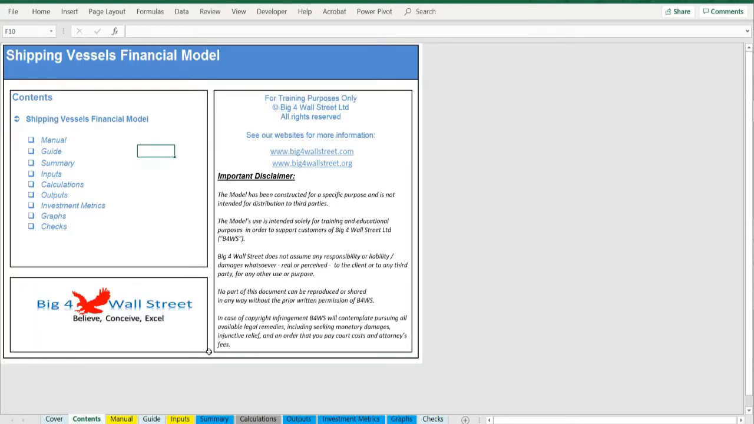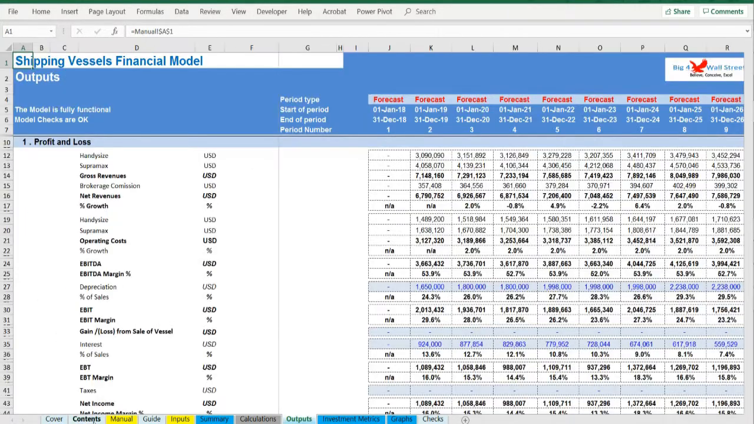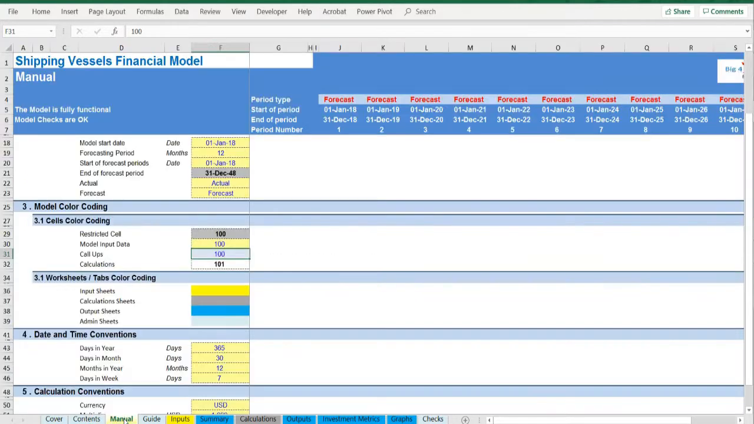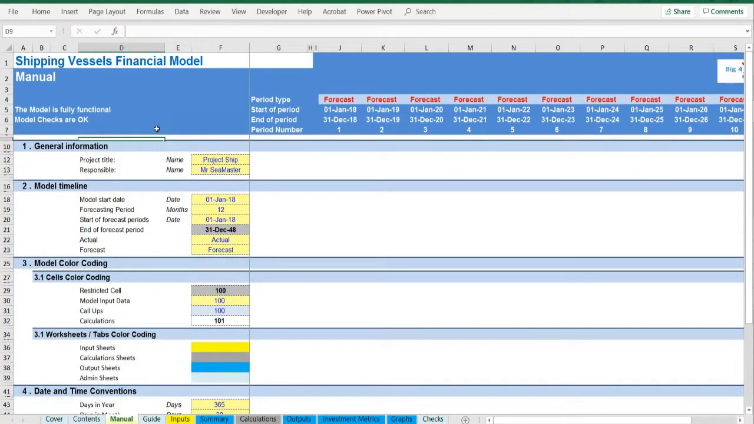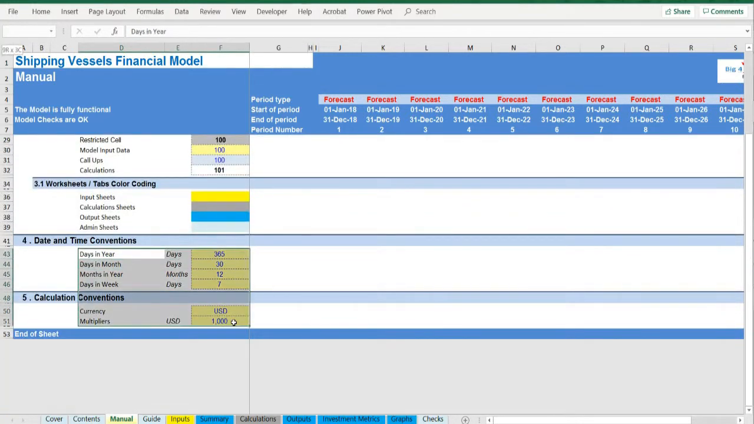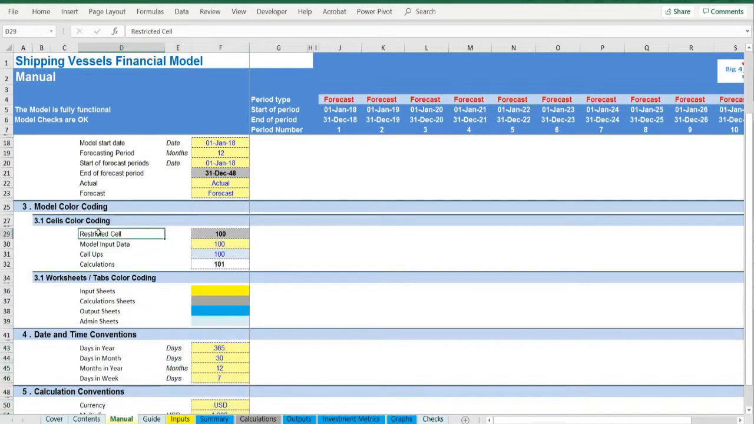In the Contents tab you can see the structure of the model, and by clicking on any of the headlines you are redirected to the relevant worksheet. On the Manual tab you are able to feed the general information for the model such as project title, responsible, timeline of the model and date and currency conventions. Additionally, there is a description of the color coding of the model in the same tab.